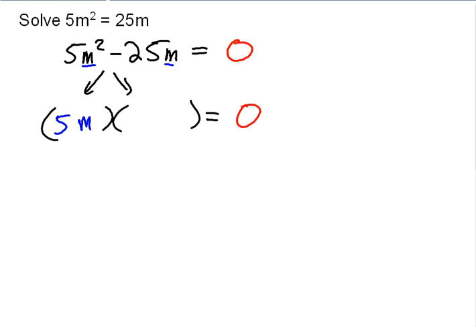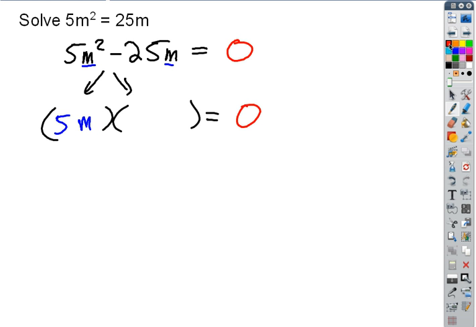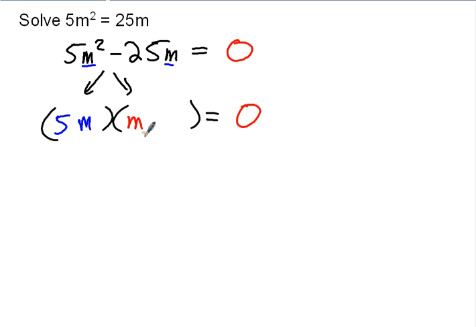Now, if I divide those things away, same thing as undistributing. What am I left with from this first term? Well, 5 divided by 5 is 1. M squared divided by m is m. So that first term gives me an m. What about the second term? Negative 5. 25 divided by 5 is 5. M divided by m is 1. So the m's cancel, right? See that? Now look how simple that is. We got these two factors. We're going to find the zeros of these two factors, but this first one is a piece of cake.